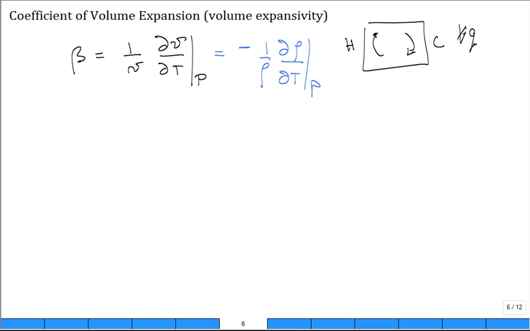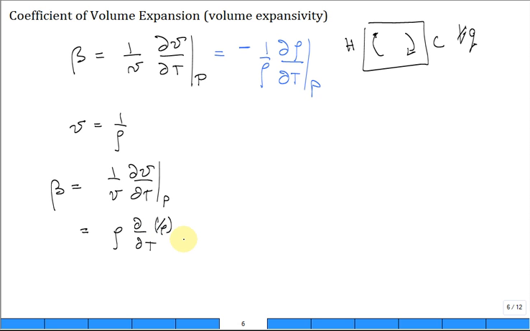Well, let's do this. What is the relationship between specific volume and mass density? Is that the relationship? So you can start with one side or the other. Beta is equal to 1 over V, times the partial of V with respect to T holding P constant. Okay. Substitute, you get that this is now rho, isn't it? But I have to calculate the rate of change of 1 over rho with respect to temperature holding pressure constant. True?